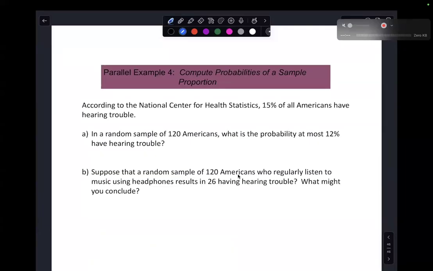All right, I would like you to try letter A. According to the National Center for Health Statistics, 15% of all Americans have hearing trouble. In a random sample of 120 Americans, what is the probability that at most 12% have hearing trouble? That means less than or equal to. I would like you to give this a shot. Find the standard deviation or put it in your calculator in that box and then calculate that probability.